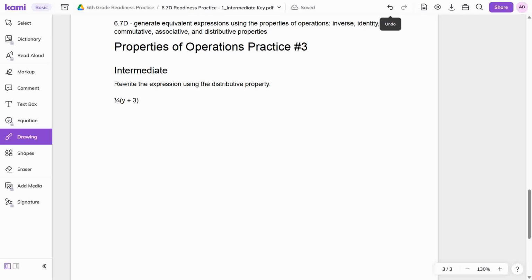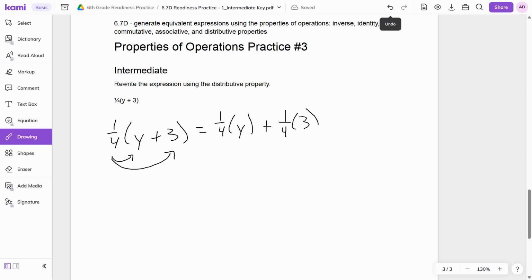All right, so we do need to go ahead and distribute this out. So what this means is I'm going to take my 1/4, and since it's on the outside of the parentheses, it's being multiplied by these two different terms, the y plus 3. I'm going to take this 1/4 and multiply it by both, keeping my addition in the middle. So I'm going to multiply 1/4 by the 3, then multiply 1/4 by the y. So I'm going to do both of them. It's going to end up looking like that.